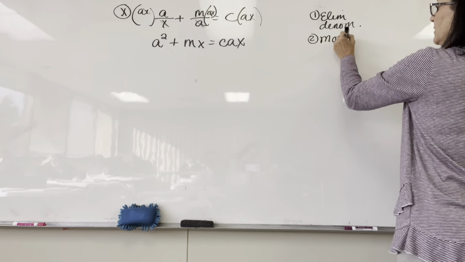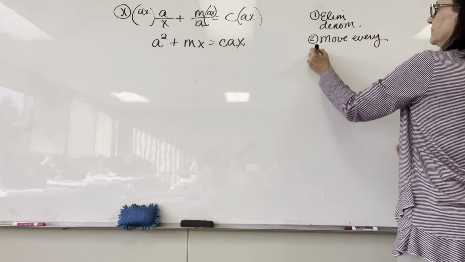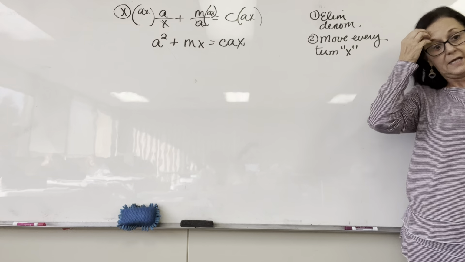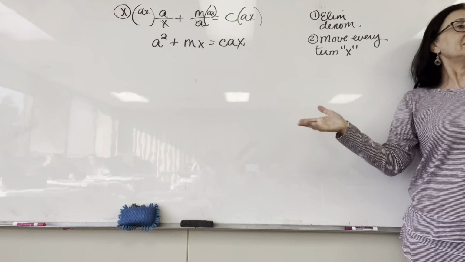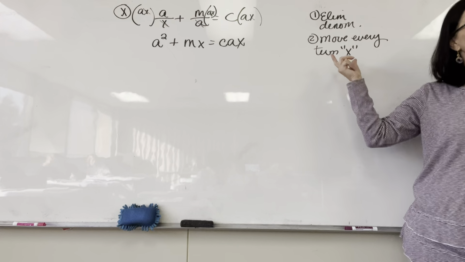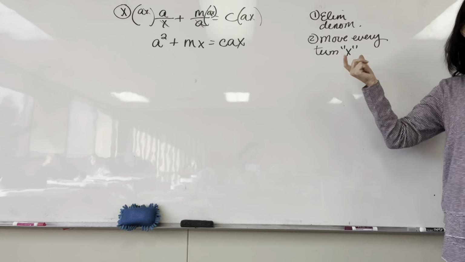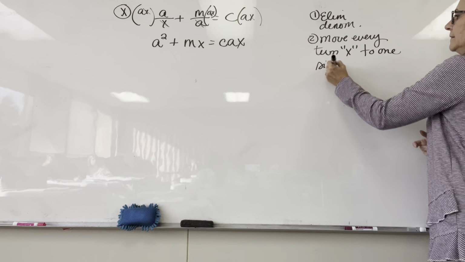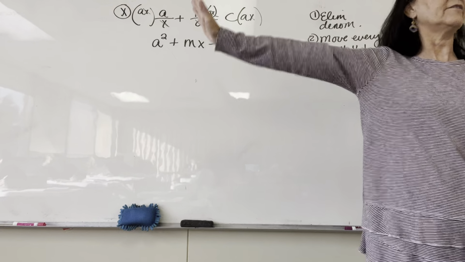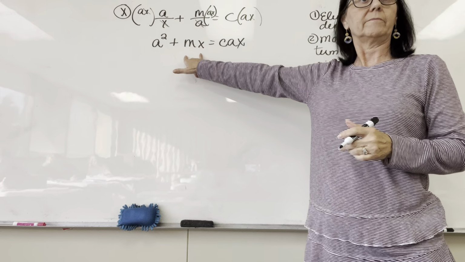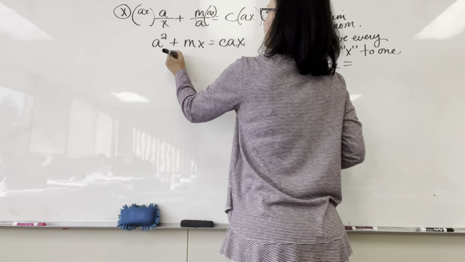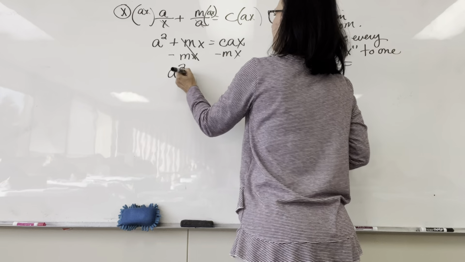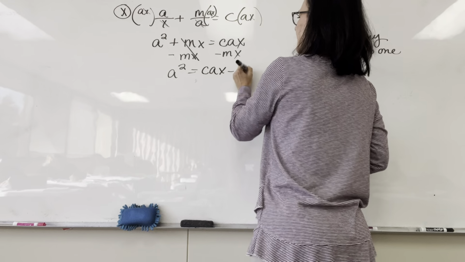I'm going to move every term with an x. I put x in quotation marks, because I may be solving for a in another one. But whatever I'm solving for, I'm moving every term with that variable in it to one side of the equal sign, leaving everything else on the other side. So I'm only going to move this term. We're going to subtract mx on both sides. I'm left with a squared equals cax minus mx.